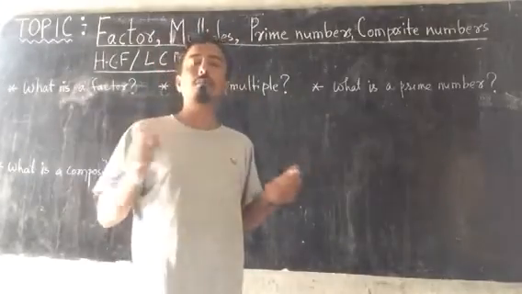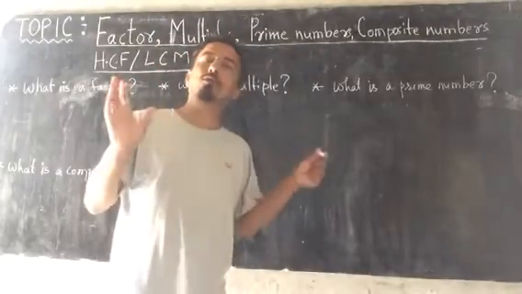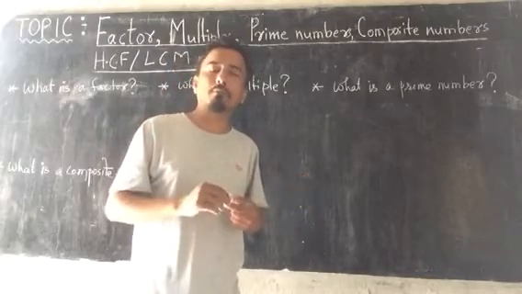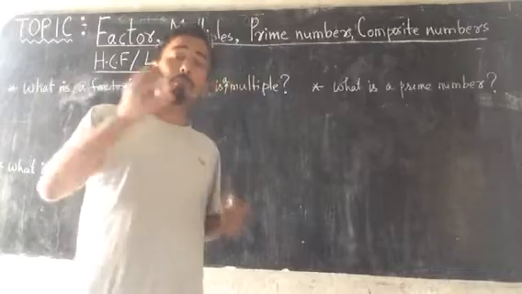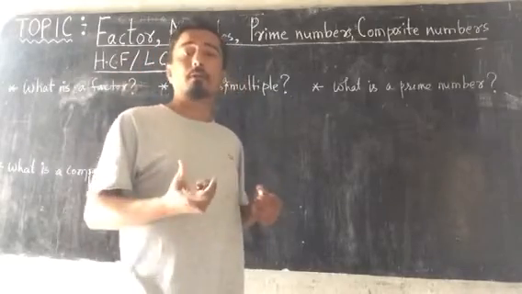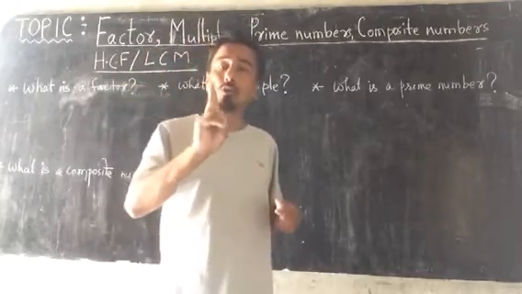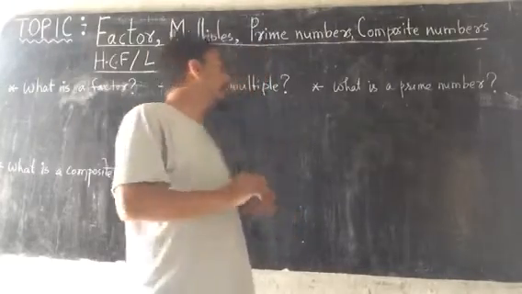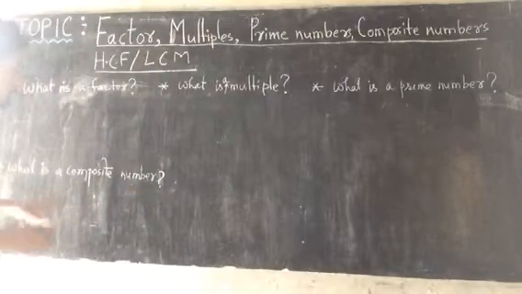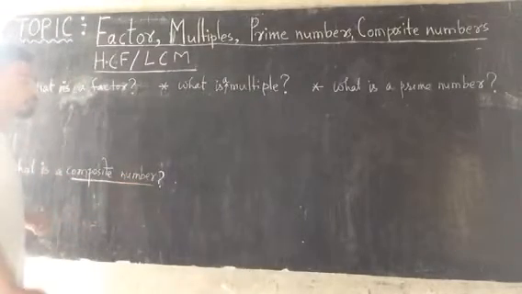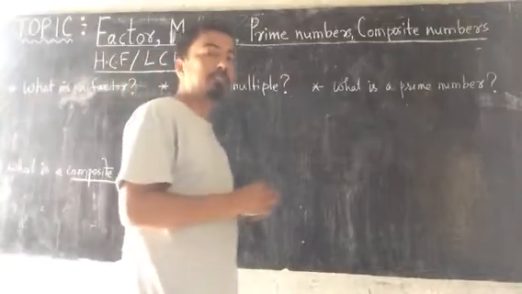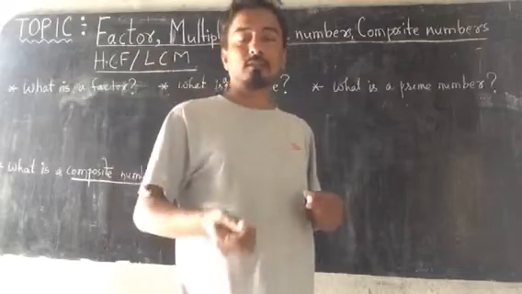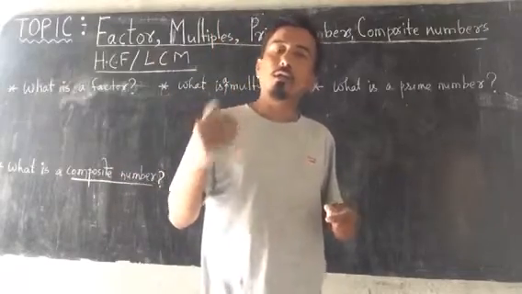So there are uncountable prime numbers. I cannot say there are 100 prime numbers. There are uncountable prime numbers. But you have to understand what a prime number is. A prime number has only 2 factors. The numbers which have more than 2 factors are called composite numbers. I have written it here: composite number. So a composite number means a number which has more than 2 factors.